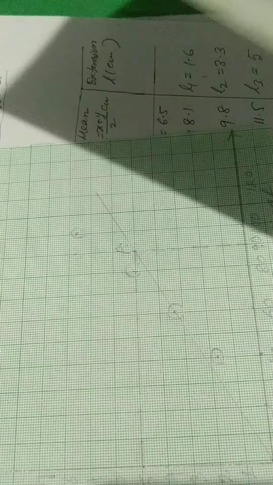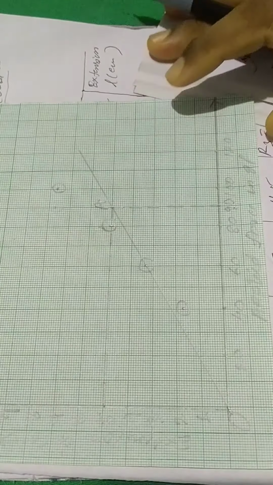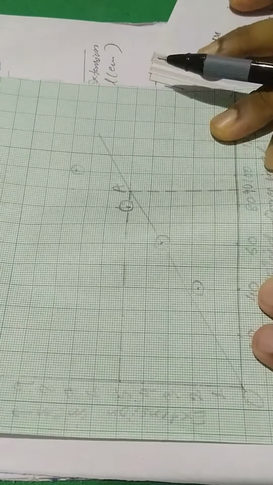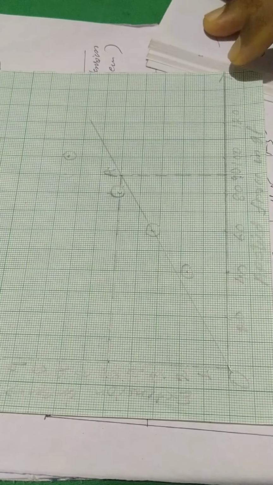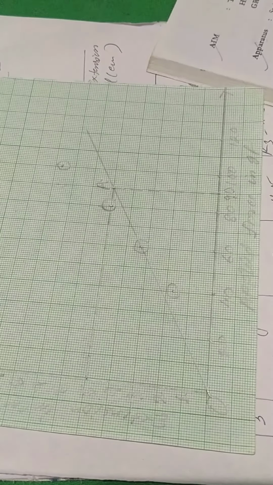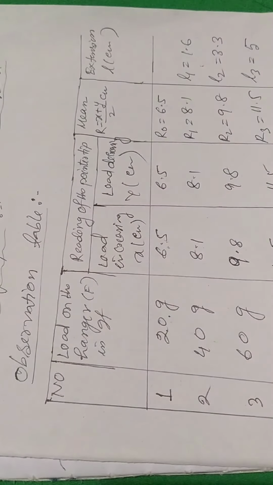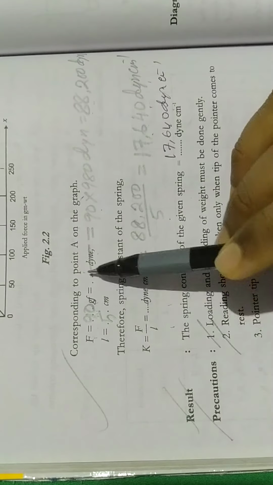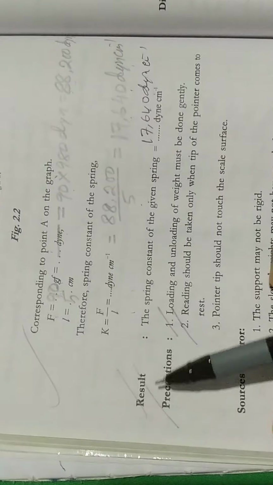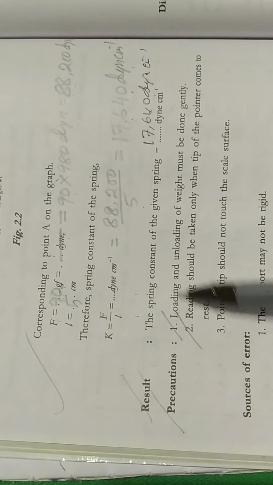After that, on the back pages, you have to draw this graph. You make this graph and paste it on the back pages of the practical record book. Then afterwards you have to write this value corresponding to point A on the graph. So you write F equal to this, and then the result and precautions.